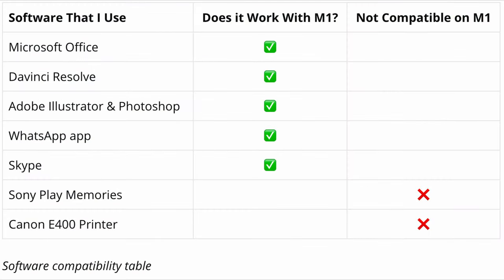Most of the important software that I use on a daily basis is working just fine on the M1 chip MacBook. Microsoft Office is fine, DaVinci Resolve is fine, Adobe Illustrator, Photoshop is fine, WhatsApp app, Skype app, everything is fine. The only two things that did not work, as I mentioned, were the Sony PlayMemories app, and I could not install the driver for my printer.